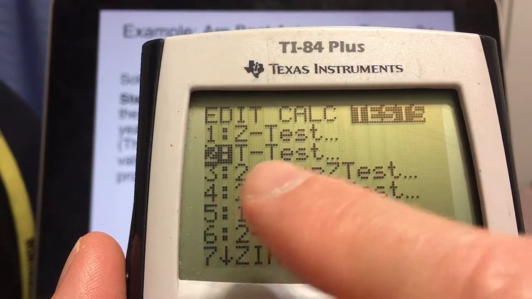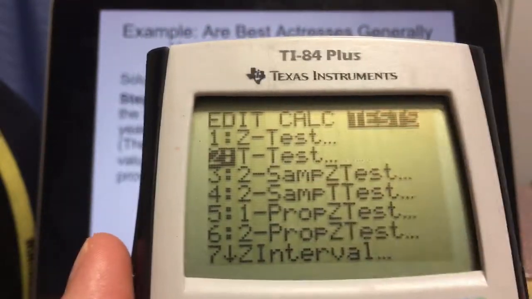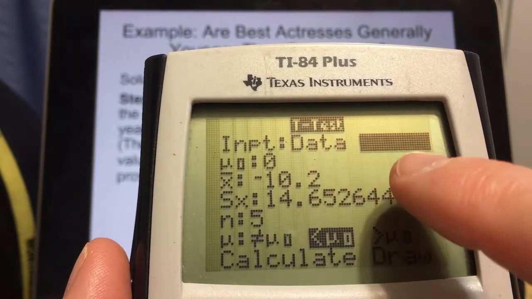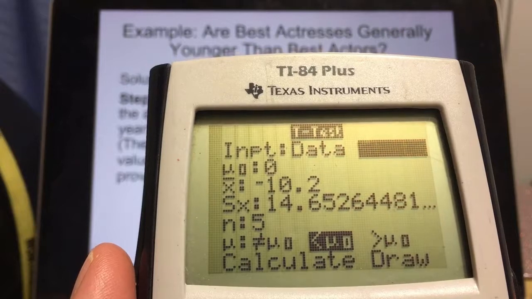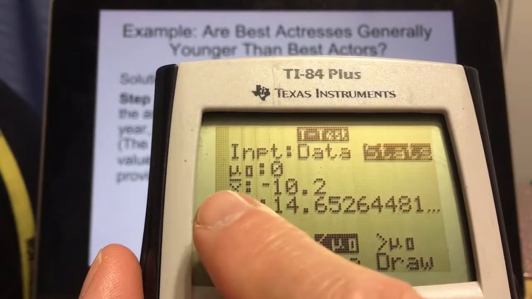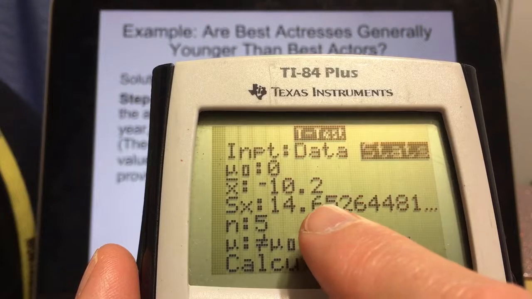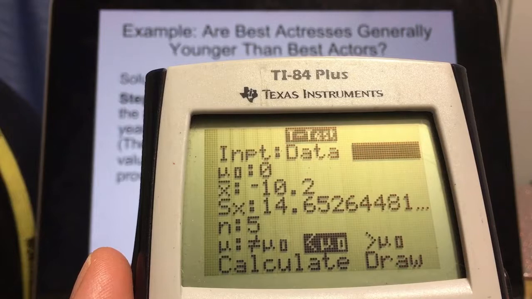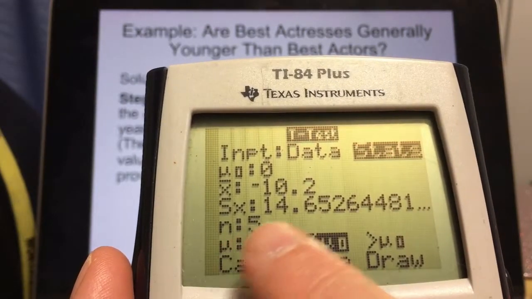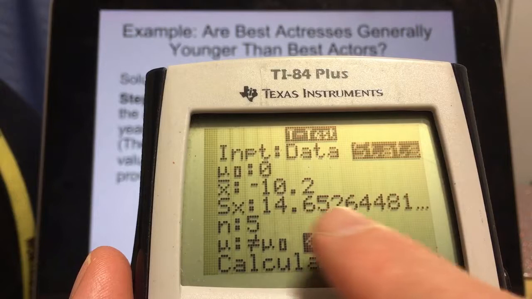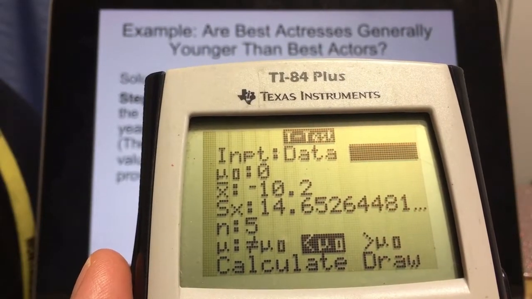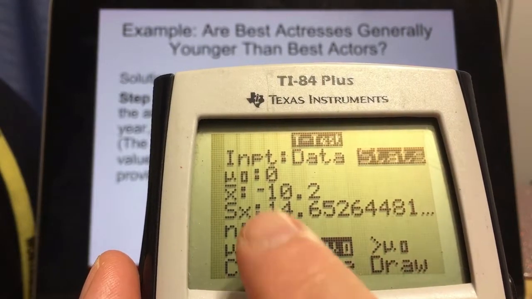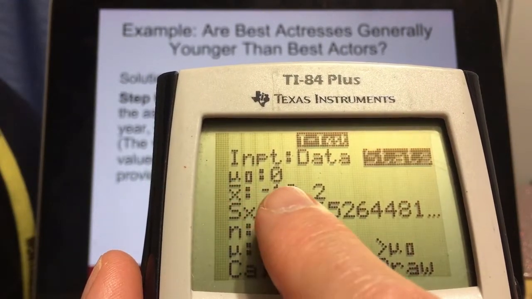So I'm going to use the t-test, and when I hit on the t-test and I hit enter, then I have a choice of doing data or stats. Well, I'm going to go ahead and look at this and notice that my X bar is negative 10.2. So they have translated this data from the other one into this one. I did not have to enter that. They already took the S of X from the data that I already have in there, and they put it in there. So it's already computed it for me. The only thing I have to watch out for is that this mu sub d is 0.